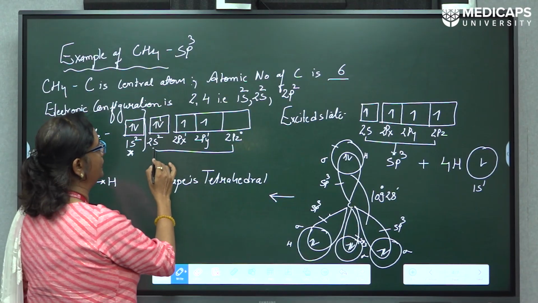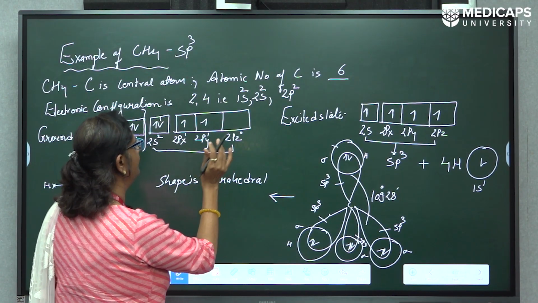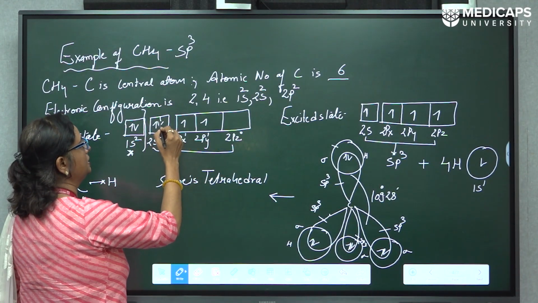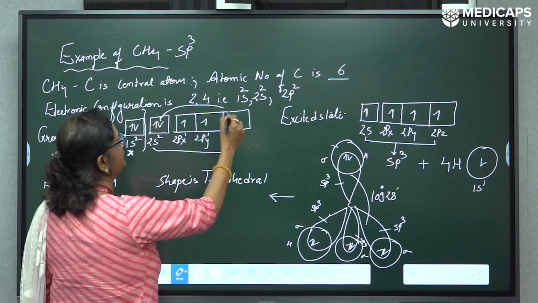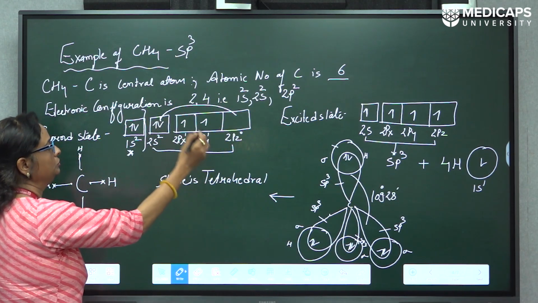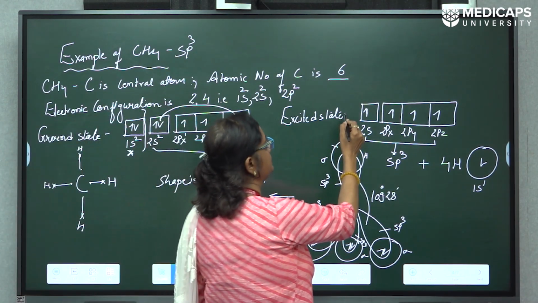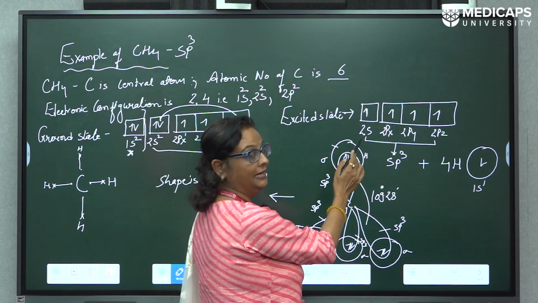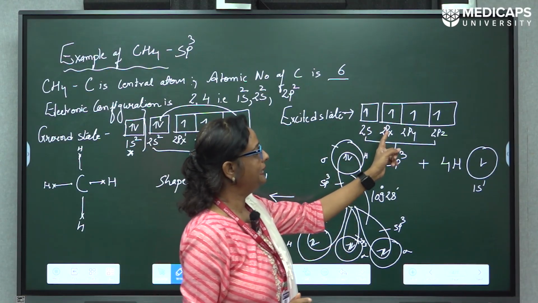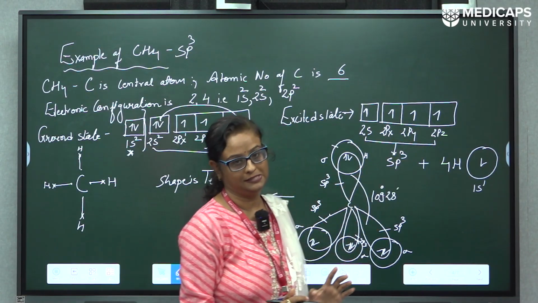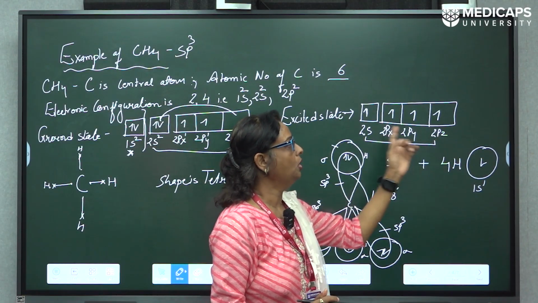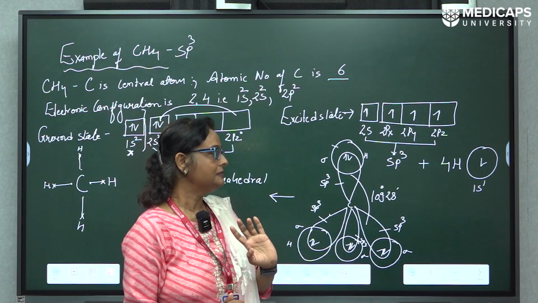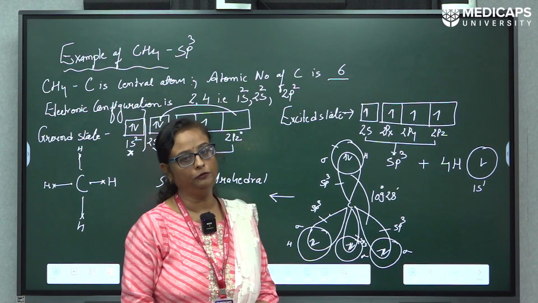So these 2s, 2px and 2py will take part in hybridization. But before the hybridization, one electron gets excited from 2s2 to 2pz, and now this is the excited state. After the excitation, we will get 2s, 2px, 2py and 2pz. So each and every orbital possesses a single unpaired electron, which is an important condition for any type of bonding.